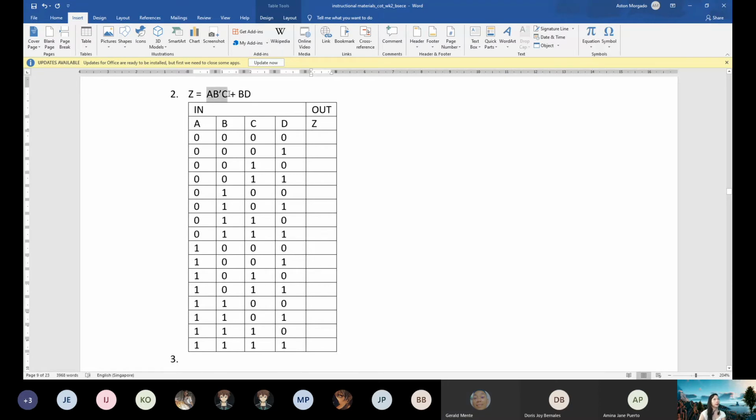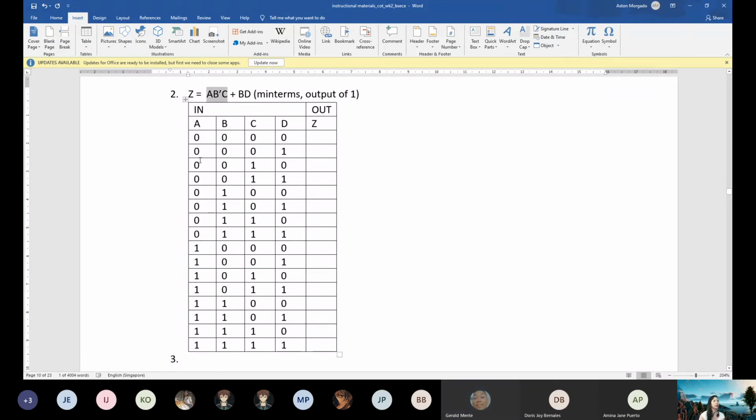So it says here A, B prime, C. These are still minterms for number 2, and they correspond to an output of 1. A, B prime, C means A is 1, B prime means B is 0, and C is 1. So we look for when A is 1, B is 0, C is 1: 1, 0, 1. Whenever the condition is 1, 0, 1, the output is 1.